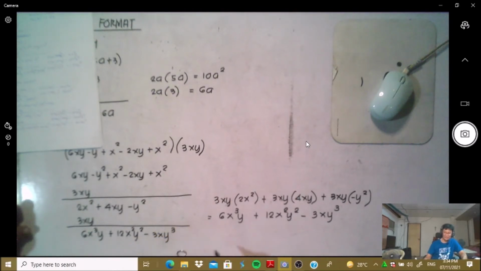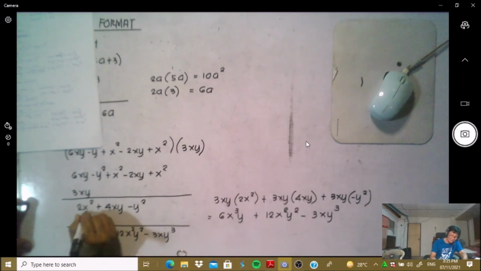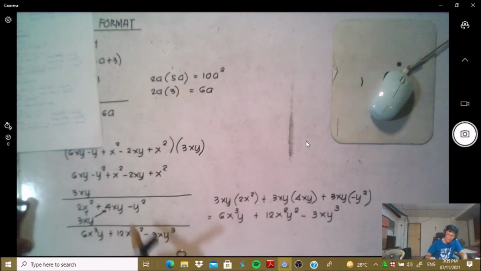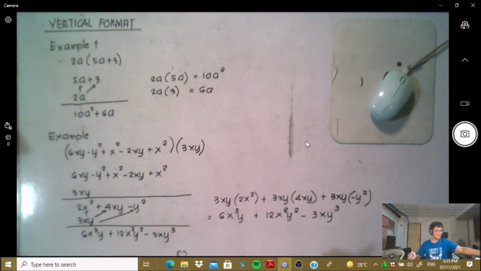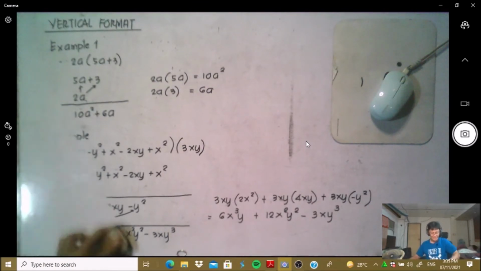Actually, we can do that directly. So let us see here. So we have 3 times 2 is equal to 6. X times x squared is equal to x cubed and y. Plus, okay, here. So next, we have 3xy. We have 3 times 4 is 12. X times x is x squared. Y times y is equal to y squared. Then last, minus 3 times 1 is 3. And then copy x. Then y times y squared is equal to y cubed. And therefore, this is our answer. Okay. So let's proceed to our exercises.